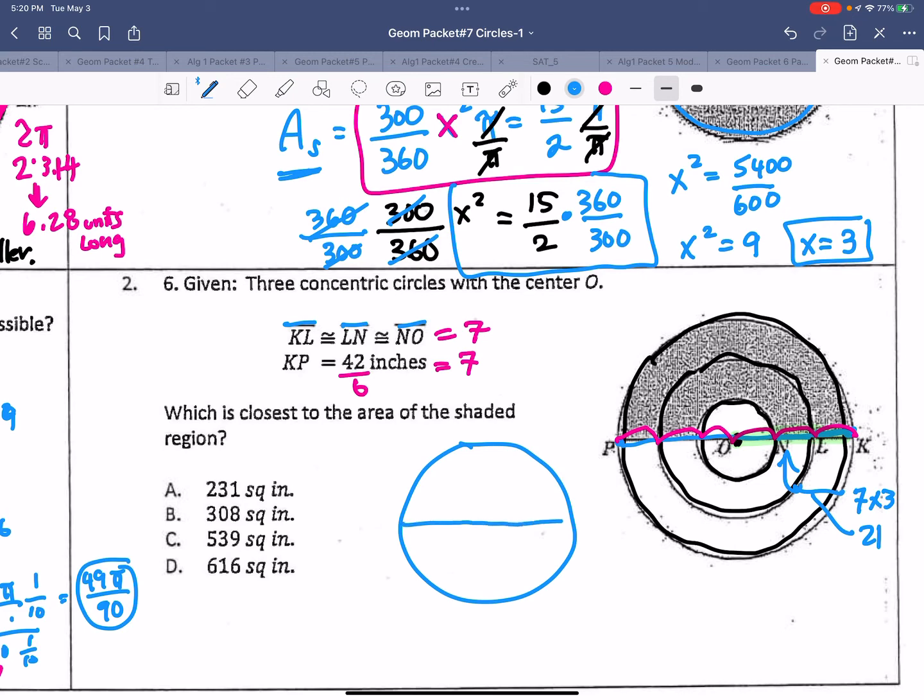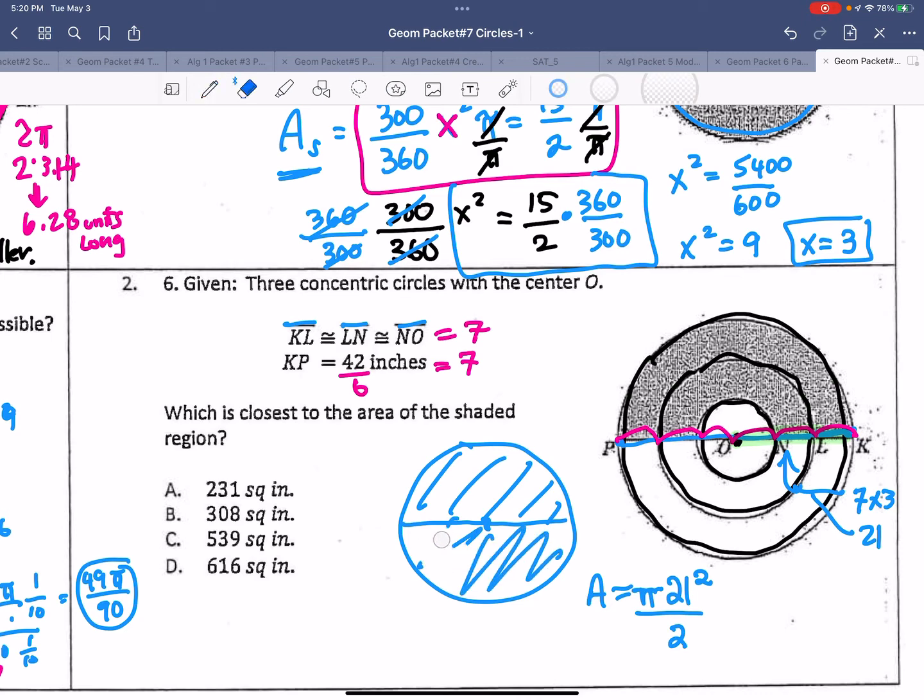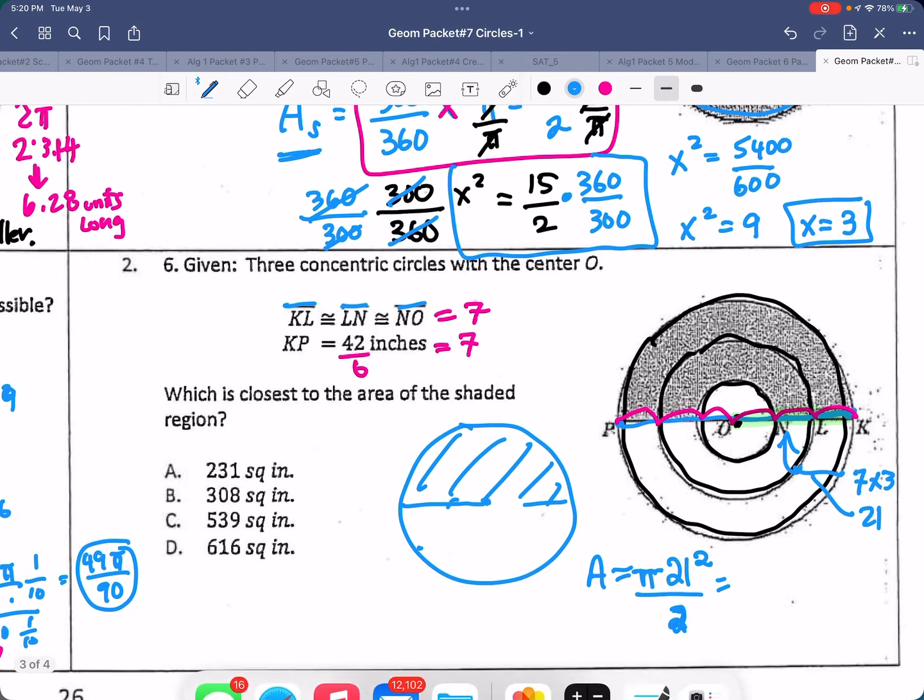I could say the area of the shaded region is the whole thing, pi times 21 radius squared. But then I have to divide by 2 because I don't want this whole thing. I want to erase off this part. So I took the whole thing and then I divided it by 2. Then they got out their eraser again and erased this little part.